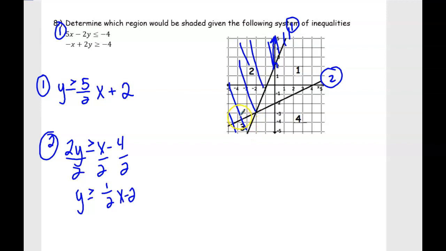So the second line is greater than or equal to, so you're going to go above, and I'll do that in red so you can see. When we go above, we can see our double shaded area is right here in region number 2. So that would be region 2.